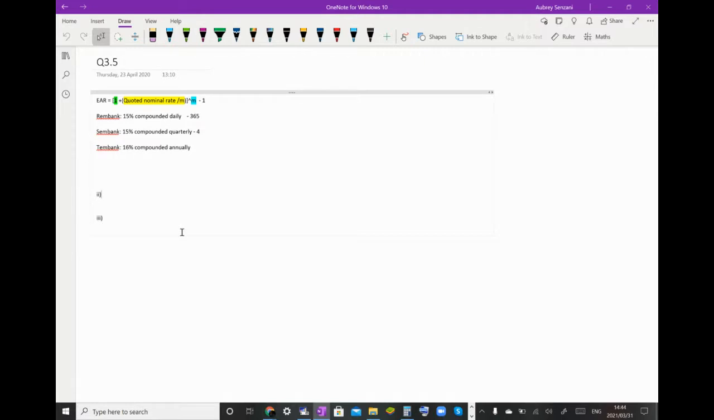Cool. Let me create some space here. First things first, we want to calculate the effective interest rates. Something interesting here, which you can read in your books: RemBank says 15% compounded daily, SemBank says 15% compounded quarterly, and finally TemBank is 16% compounded annually.